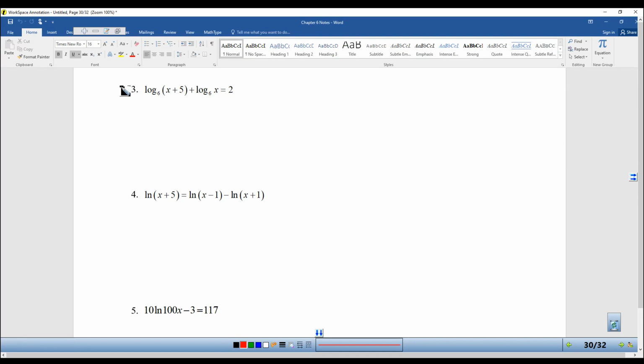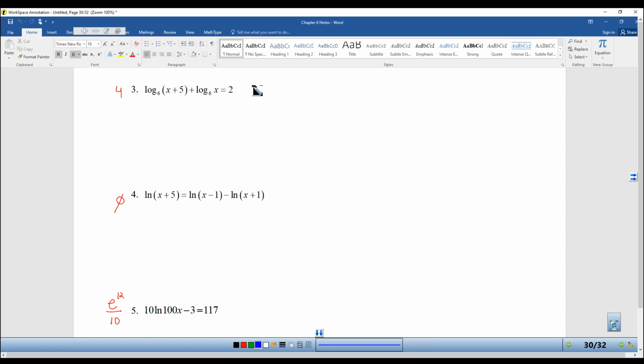All right, the answer to number 3, if you're trying these on your own, is 4. There is no solution to number 4, and the answer to number 5 is e to the 12th over 10. Hopefully you're trying a couple of these on your own.